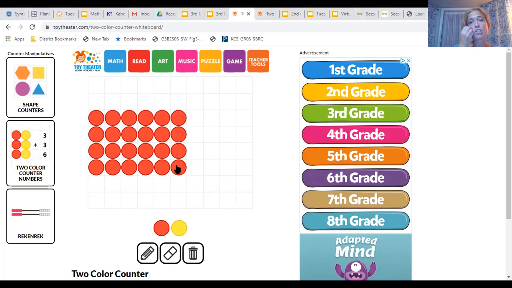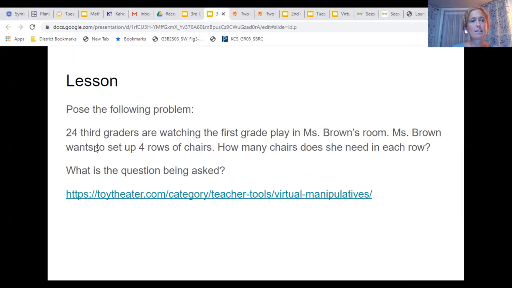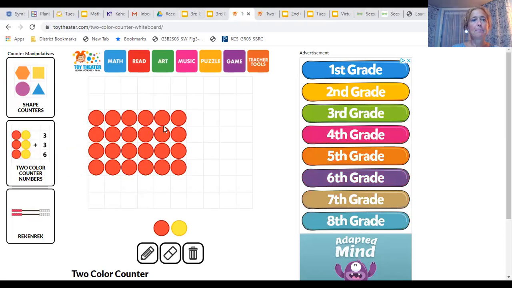Now, what was the question asking us? Let's go back and check. The question was asking us, how many chairs does she need in each row? Okay, so let's go back. This is a row right here. So we would count 1, 2, 3, 4, 5, 6. So you would need 6 chairs in each row, and we know that they're equal because they all line up nicely at the end. So each group has 6 chairs.